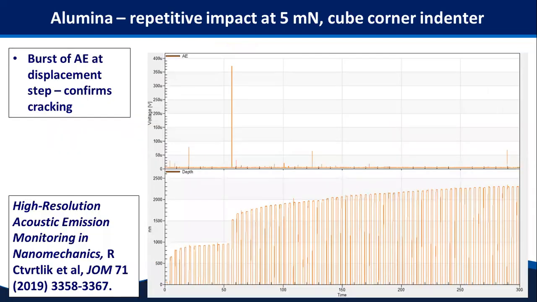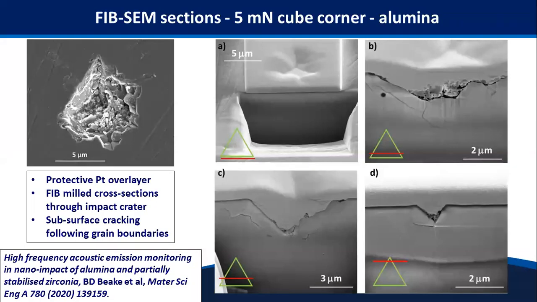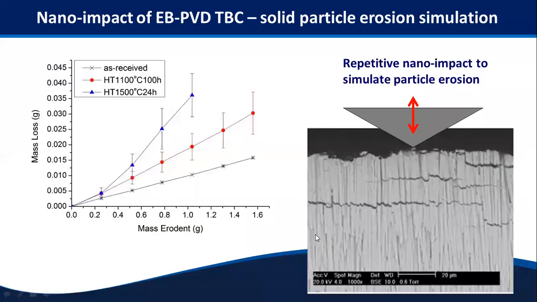And we can show that this is essentially due to a fracture event, because you've got this very nice massive burst of acoustic emission accompanying it. We can understand where the cracks are subsurface by doing focused ion beam cuts. As we move this red line through this impact crater, we can look at the cracking at different positions under this impact crater. And we can see quite nicely that the cracks are following the grain boundaries in this sample.